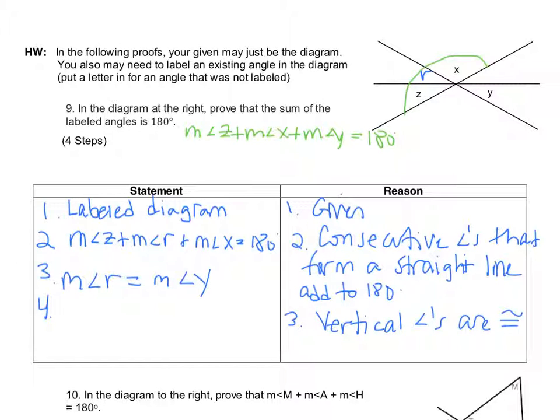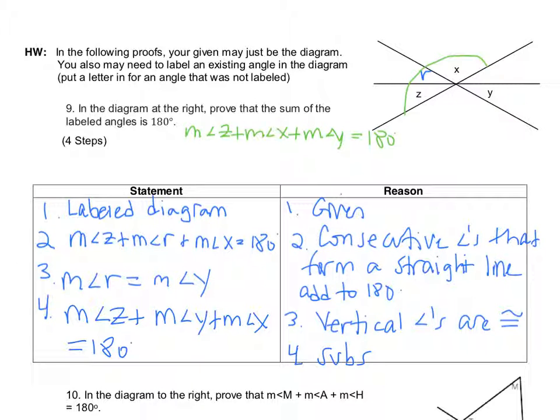So now, if R is the same as Y, and we really need a Y here, we're just going to do some substitution. I'm going to keep it in, actually the order doesn't matter, so measure of angle Z plus the measure of angle Y plus the measure of angle X equals 180 degrees, and I used substitution. I think we've used that in every proof today. Substitution property. Bingo. We are on a roll. Next proof.